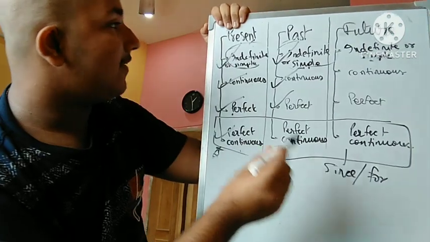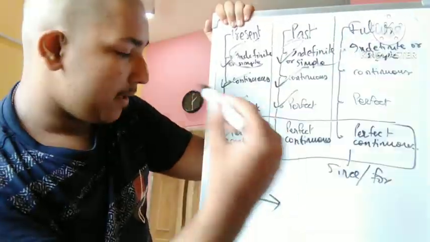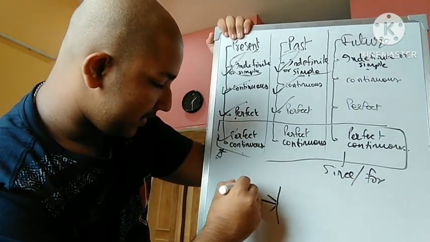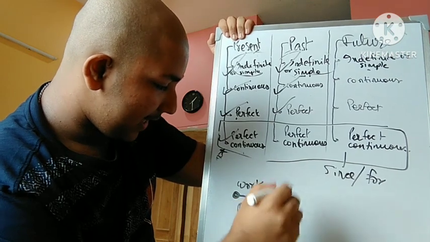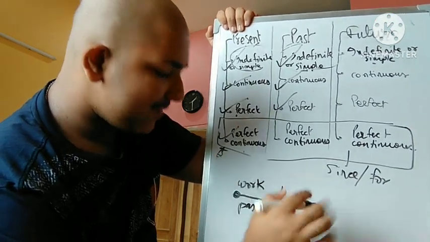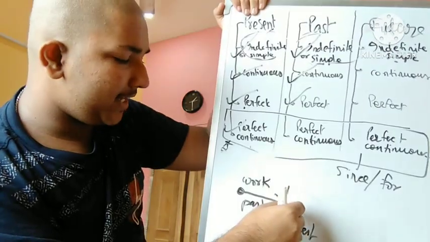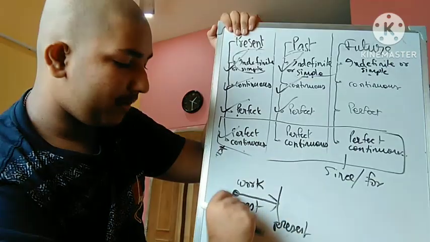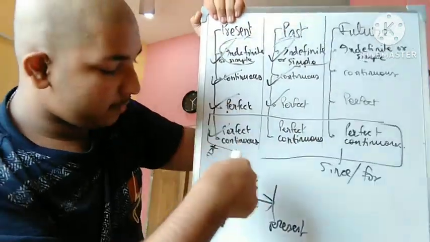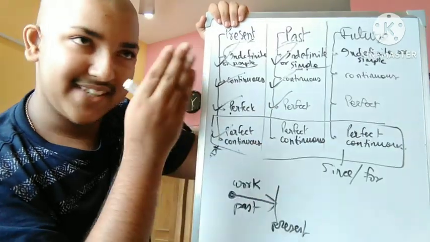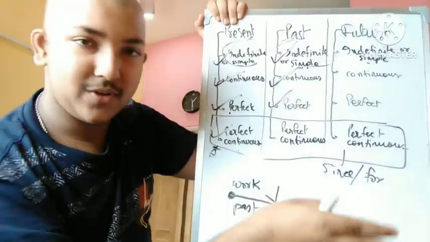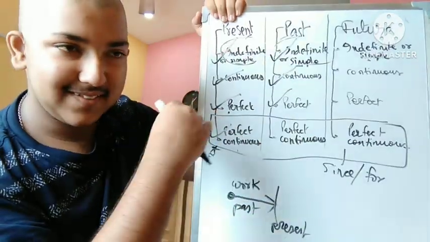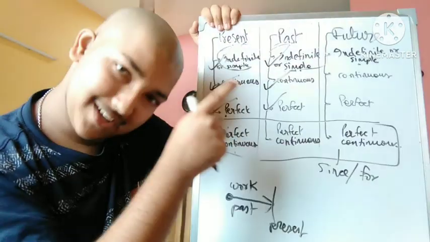But in the case of present perfect continuous, my present line is here. This is our work, this is our past line and this is our present line. Our work has no ending point. Our work has a starting point but no ending point, which means this is a ray. I have started something and I am still doing that. For example, I have been teaching since 10 years.